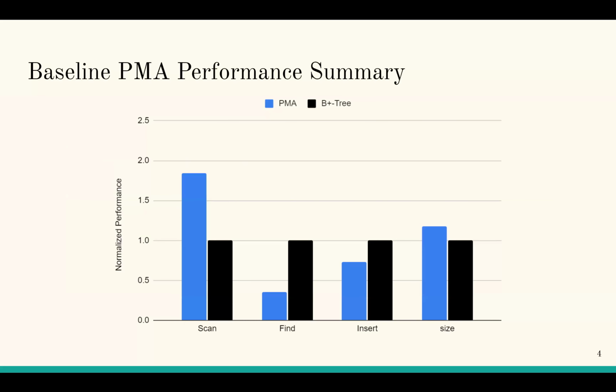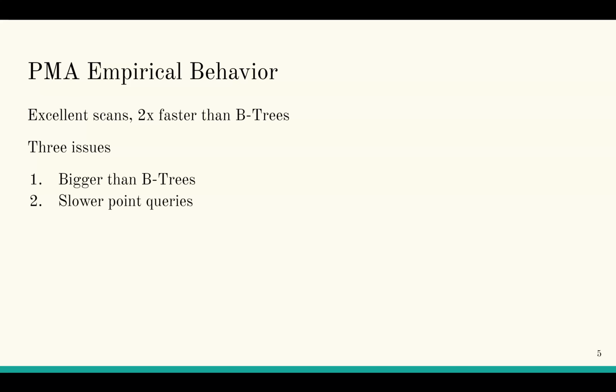And then if we look at our empirical results, what we're going to find here is, as I said before, our PMAs are extremely efficient in scans, about twice the speed of that of a B tree. However, our finds are about half the speed, our inserts are about 3/4 of the speed, and we're bigger. So in summary, we have our excellent scans, and we have our three issues. They're big, they're slow for point queries, and they're slow for inserts. So the remainder of this talk is going to be fixing these three things.